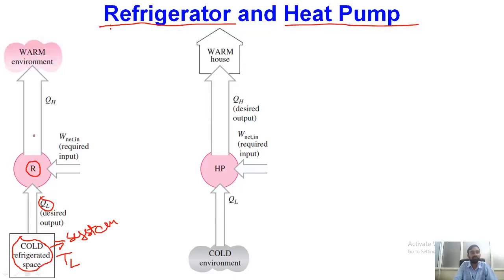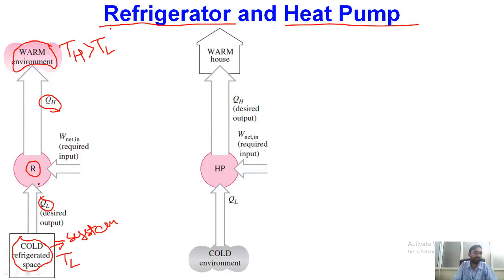Because this refrigerator has to operate in a cyclic process, whatever heat it has acquired from the system, it will be transferring a certain amount of heat to the surroundings. Our surrounding is nothing but our warm environment. The temperature of the surrounding will be TH, and this TH is greater than TL. QH is the amount of heat which is being transferred to the surrounding.